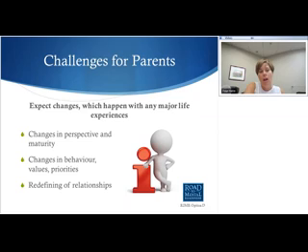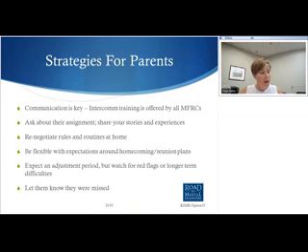So recognizing that changes are to be expected in their children as they return home, and then we talk about what those changes are. So changes in perspective and maturity, and behavior and values, and then again, the challenge is usually the redefining of relationships, and that's the same content that you saw in the previous version. And we talked about strategies, how to manage that, and what other resources are available to help families.